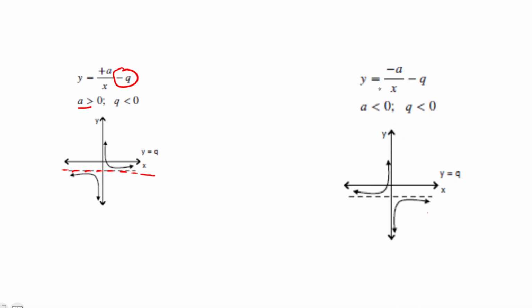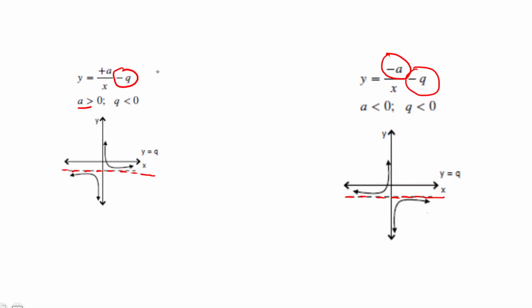Then also for a negative graph, you can see here A is negative. That means the graph is in the second quadrant and the fourth quadrant. And you can see here Q is also negative. That means the graph was shifted downwards. Here is the asymptote at the negative y-axis. It can be 1 unit, 2 units, depending on the equation. But you can see that we can shift the graph downward, and we can shift the graph upwards.